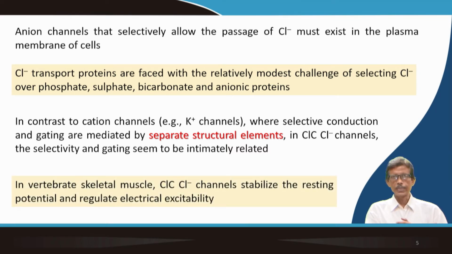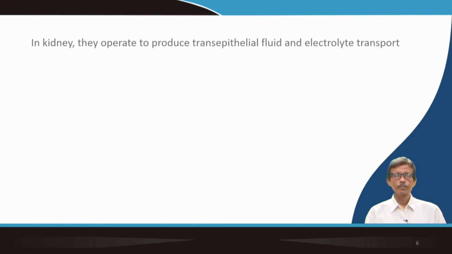So, in the muscle, basically the vertebrate skeletal muscle, ClC Cl minus channels stabilize the resting potential and regulate the electrical excitability. That means, the signal in the form of an electrical pulse we can generate from our muscle movement, muscle contraction or muscle relaxation. So, the movement of chloride can be there even for your muscle contraction and relaxation.